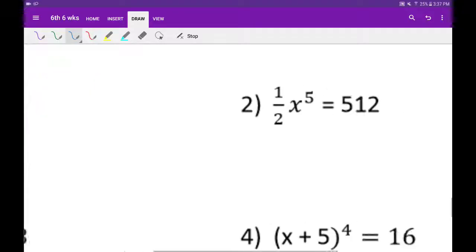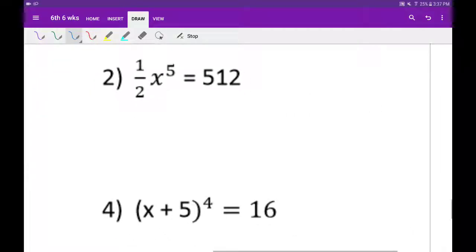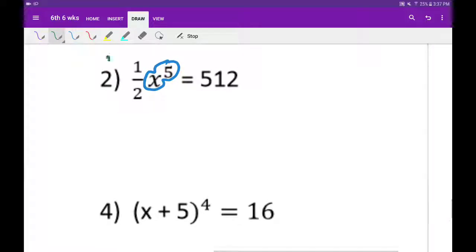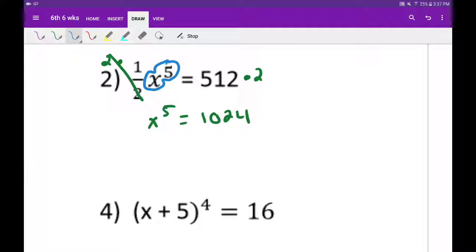Okay. On example 2, we have 1/2 x to the 5th equals 512. Now, this part isn't isolated. We have this 1/2 over here, so that's an easy fix. We can multiply both sides by 2 and get rid of the half. So we got x to the 5th equals 1024. Okay, so now that it's isolated, since we have x power 5, we're going to take the 5th root, both sides. Okay, those are going to cancel, leaving us with x, and the 5th root of 1024 is 4 also.